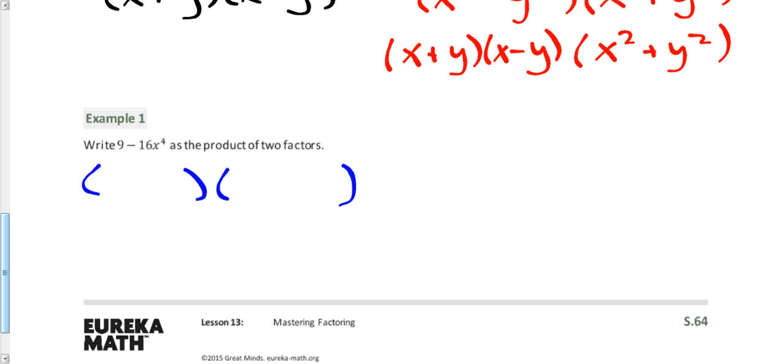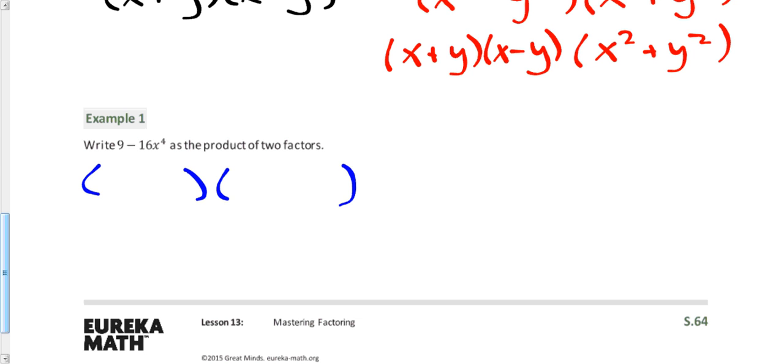Okay. So, how is this different from all the other ones we've done so far today? It's backward. But, difference of squares. Does difference of squares care where the x is? No. If I got a square minus a square, I can do difference of squares.